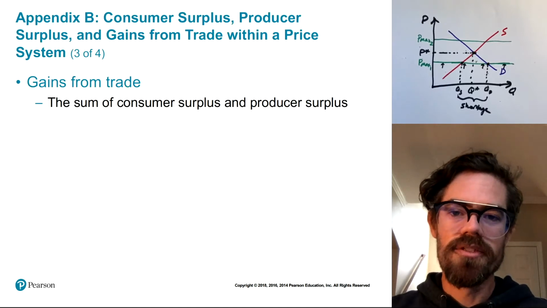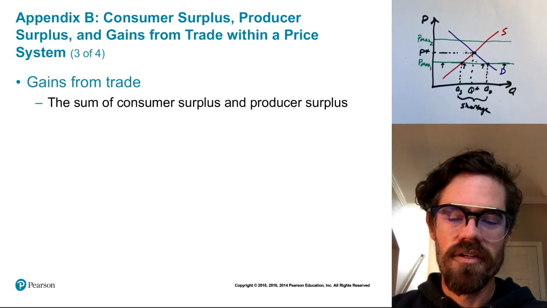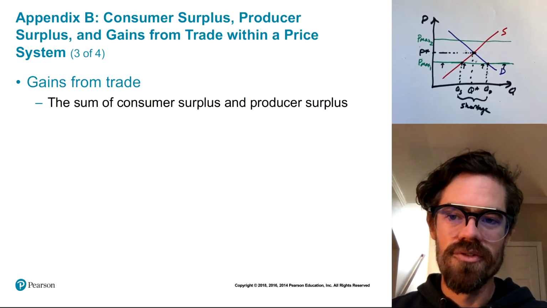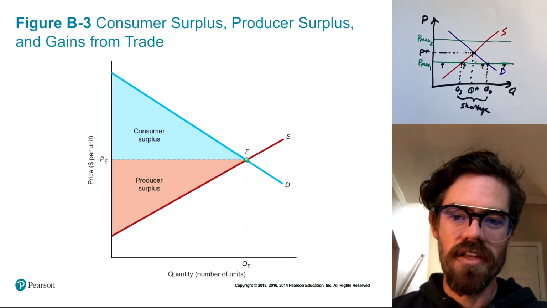And so basically what we're talking about are gains from trade. The total gains from trade is just the sum of consumer surplus and producer surplus. So we add them together, and those two triangles added together represent total gains from trade. And so this is what it looks like graphically, right? The entire area of that triangle to the left of the equilibrium quantity, QE.